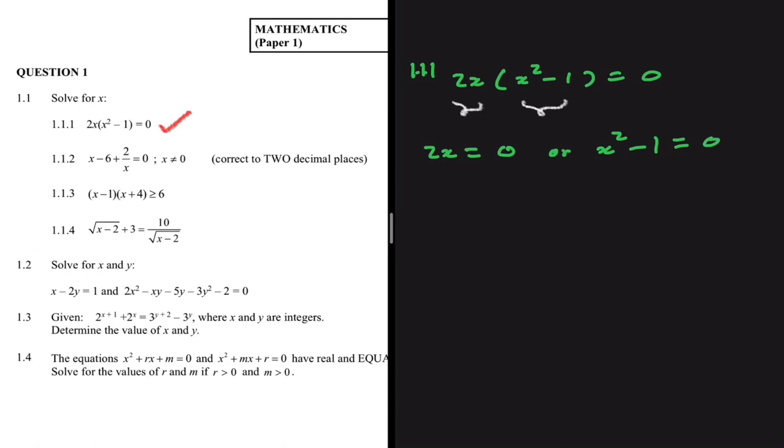If 2x is equal to 0, then x is just equal to 0 divided by 2, or on the other hand, x squared is equal to 1. So x is equal to 0 or x is equal to 1 or x is equal to minus 1. That is because 1 squared is equal to 1 and minus 1 squared is also equal to 1. And that is the answer to 1.1.1.